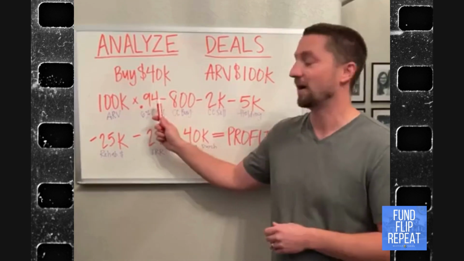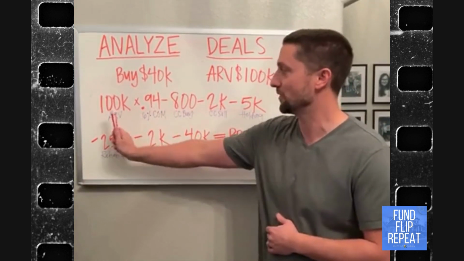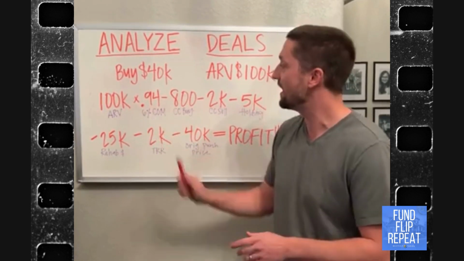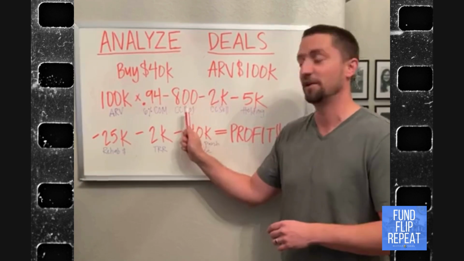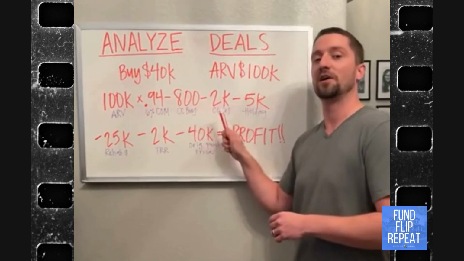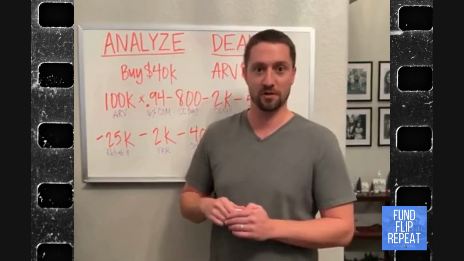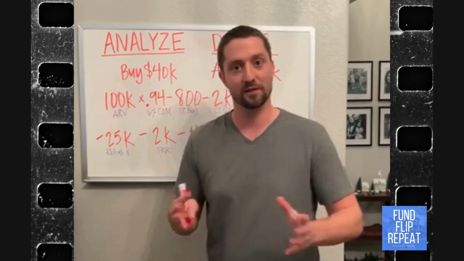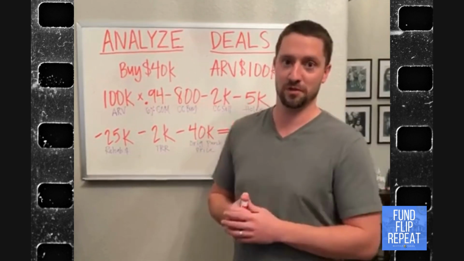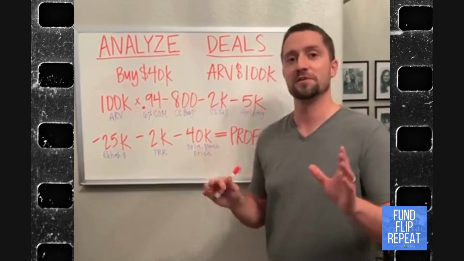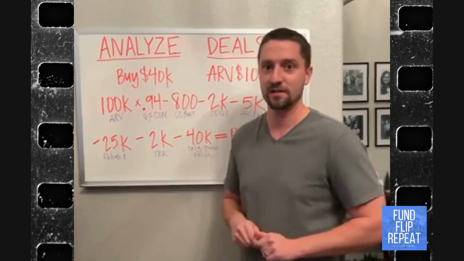So 100 minus 6 is 94. So we're doing $100,000 times 0.94, taking out the commissions. And then we're subtracting out the closing costs when you buy and the closing costs when you sell. So for this example, I use 2% for closing costs. That might be a little different based on your relationship with your title company, but overall fairly standard. And again, I'm using simple math so we can understand this clearly.